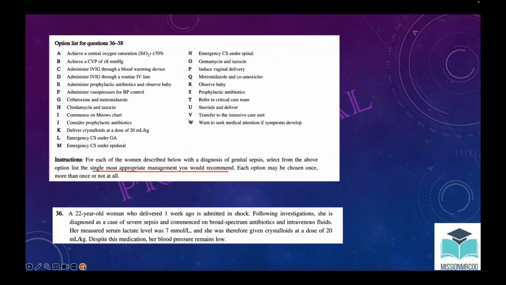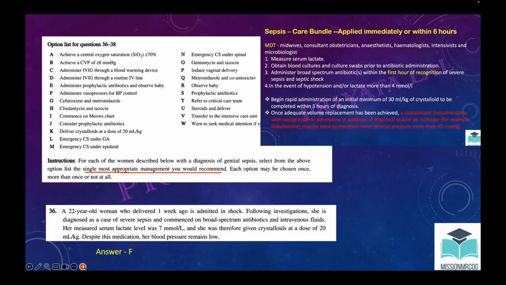So the patient delivered 1 week ago. She's a diagnosed case of sepsis. Broad spectrum antibiotic given. Crystalloids are given, but blood pressure still remains low. Now it will be inotropes and vasopressors. So vasopressors can be given to maintain the blood pressure.